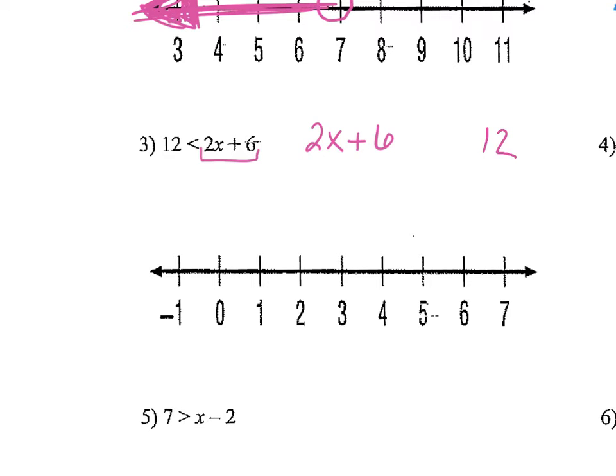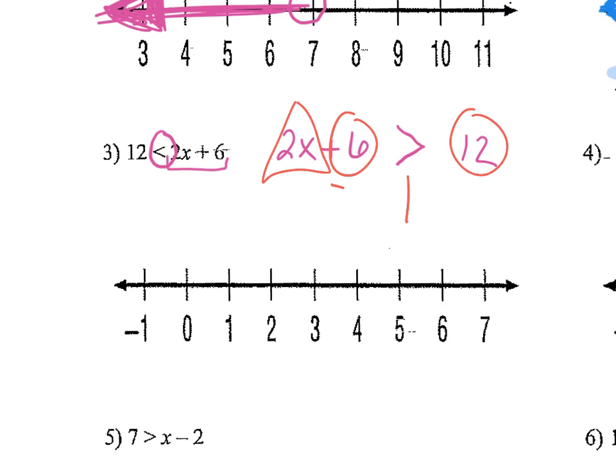Now here's the deal. When I do that, I have to make sure this alligator mouth in the middle is open to the same side it was open to before. So if my alligator mouth is open towards 2x plus 6 in my original problem, what does that mean? That means it has to be open towards 2x plus 6 in mine that I write. So 12 minus 6 is 6. I'm going to bring that sign down, and I'm going to bring 2x down.